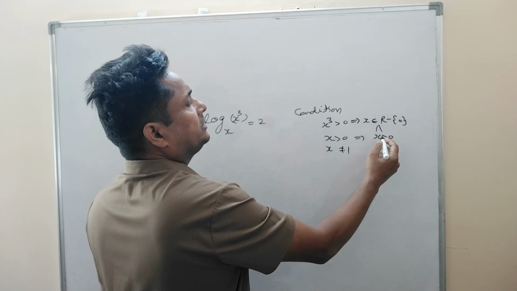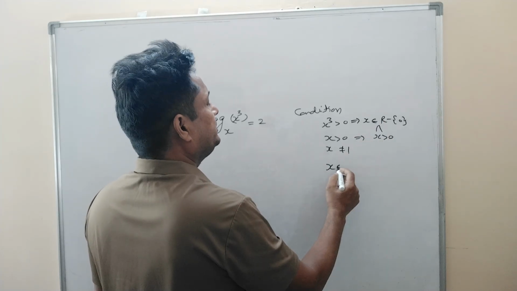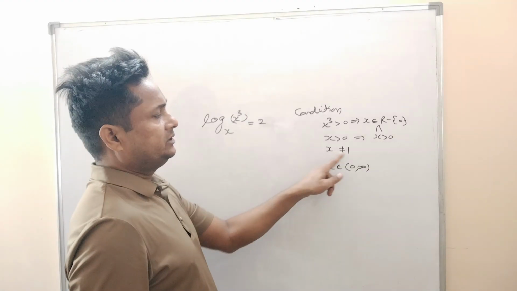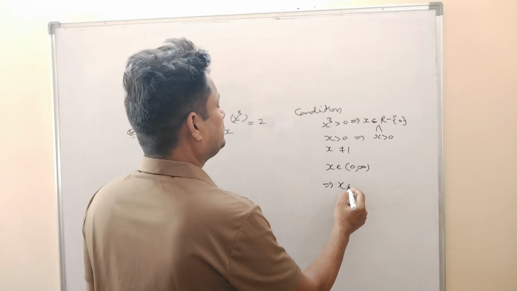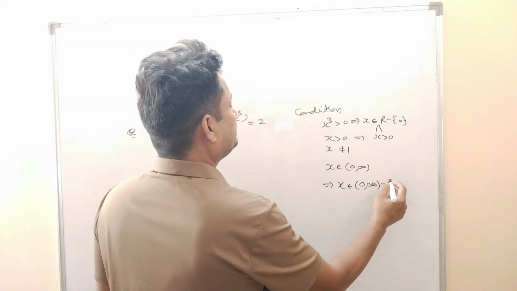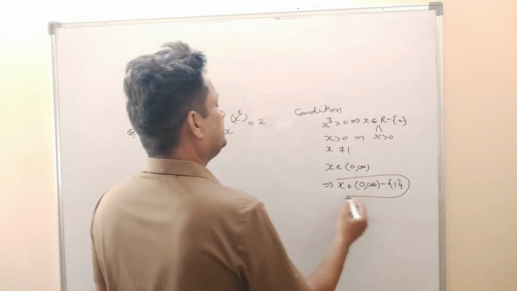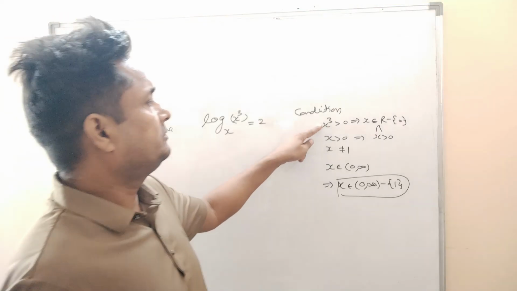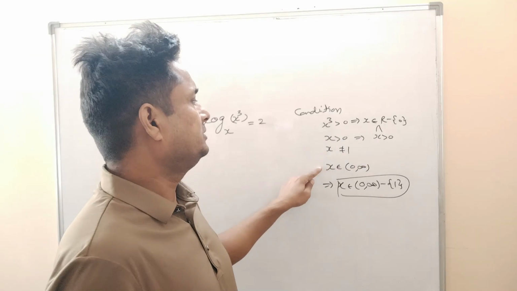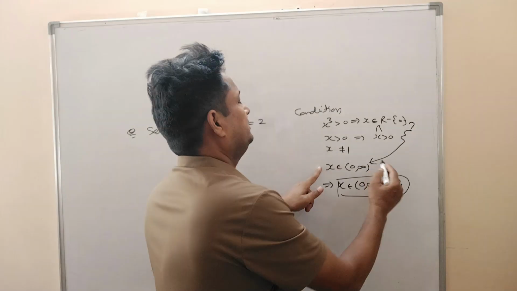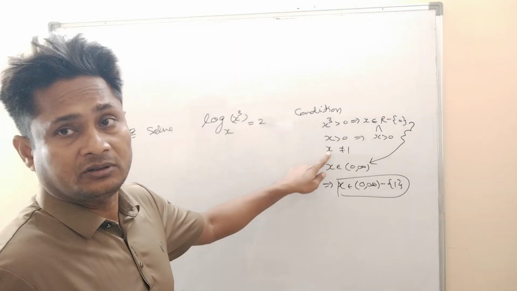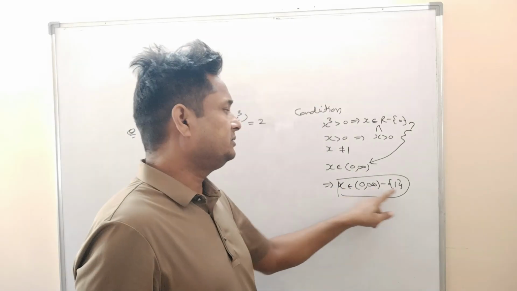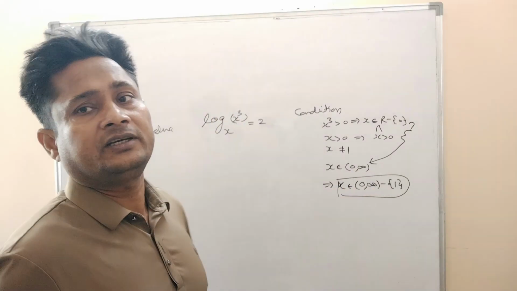Now take the intersection. If you take the intersection, what will be the answer? 0 to infinity from this one, and x does not equal 1. That means x belongs to 0 to infinity minus 1. So this is the condition for which this log is defined. Solve this one, take the intersection, the solution is this one. Now x equal to 1, we have to subtract from this answer. So these are the values of x for which this log is defined.